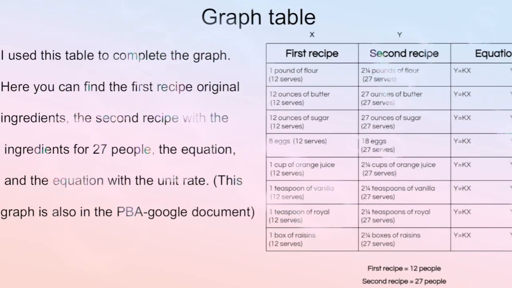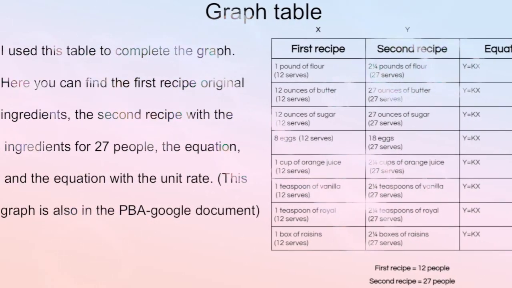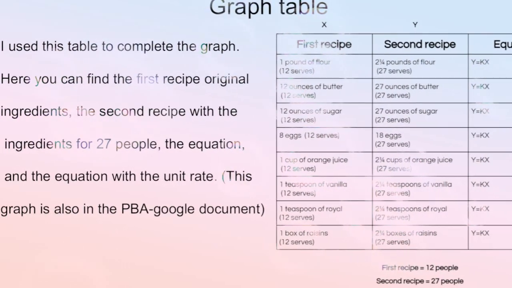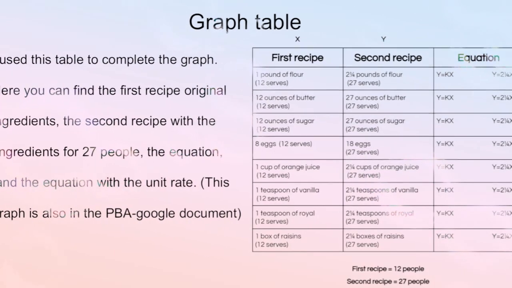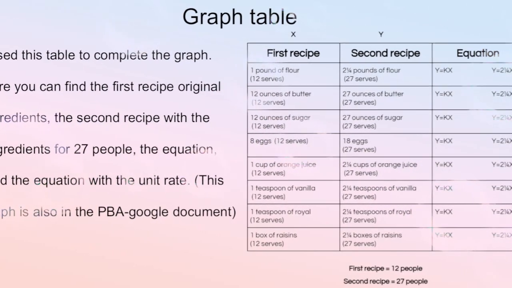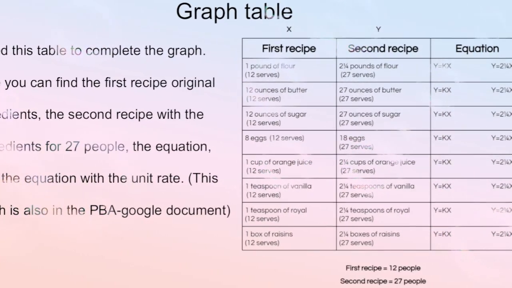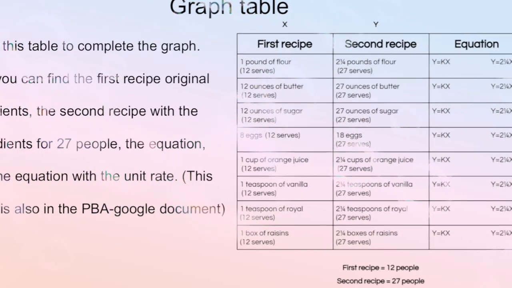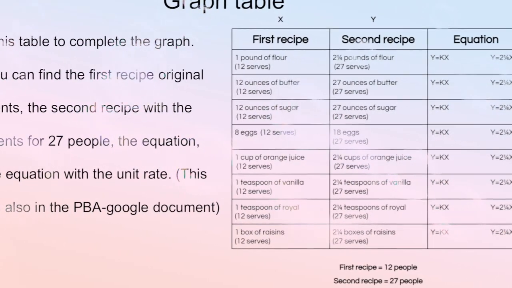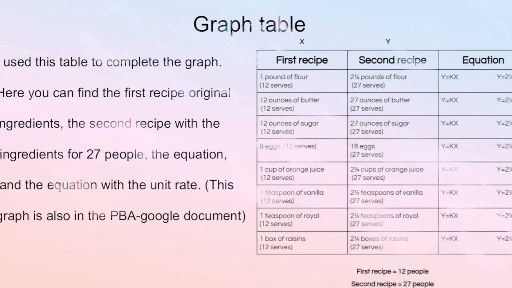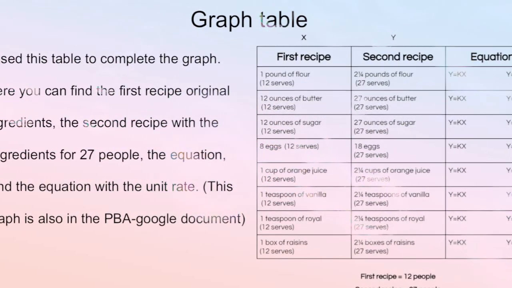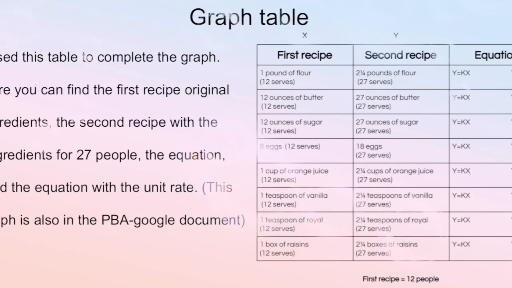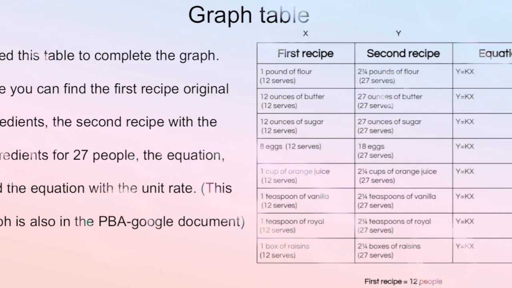2 1/4 cups of orange juice for 27 serves. 2 1/4 teaspoons of vanilla for 27 serves. 2 1/4 teaspoons of royal for 27 serves. 2 1/4 boxes of raisins for 27 serves. Equation: y equals kx, or y equals 2 1/4 x.